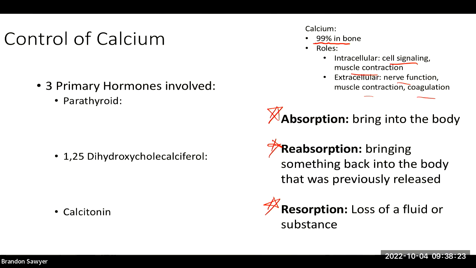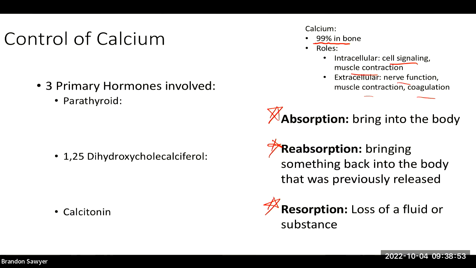The term absorption is just to bring something into the body. Typically we'll talk about absorption when we talk about the GI tract, right? We'll talk about calcium absorption in the GI tract, so that's getting that calcium into the body from the GI tract. And remember, the GI tract, the urinary tract, and the reproductive tracts are all considered outside of the body still, because they're open to the outside of the body. So if something is in the GI tract and we bring it in, then we're absorbing it into the body.